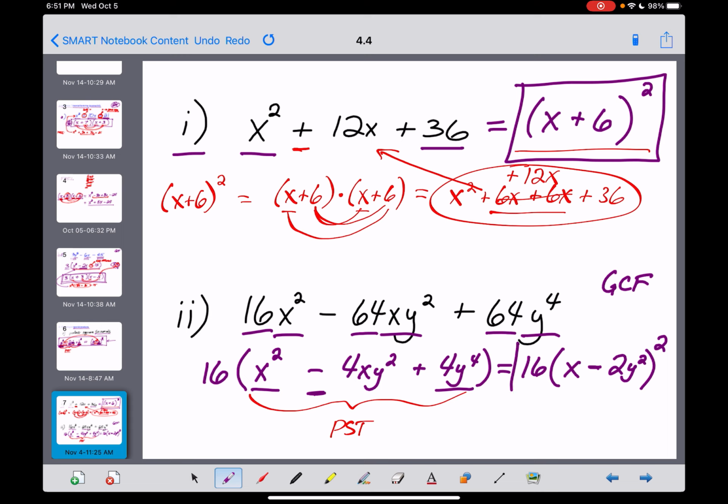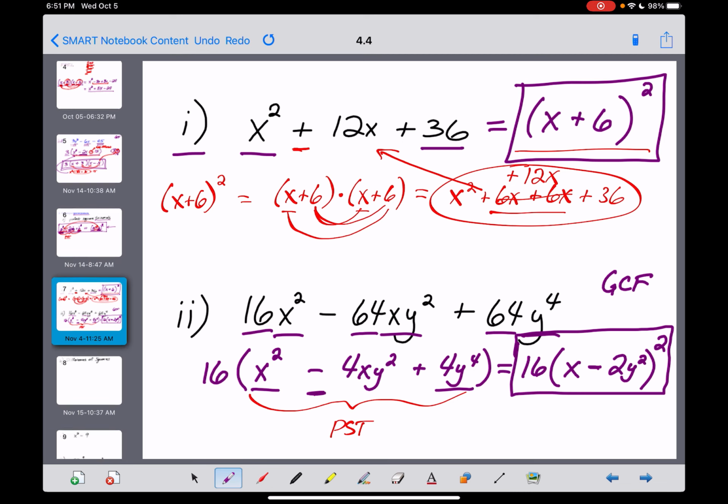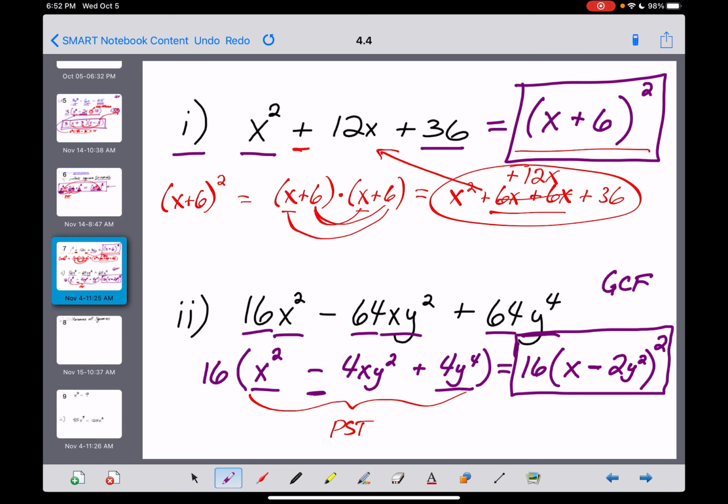Example 2, everybody. 16 times (x minus 2y squared) quantity squared. So that is how you factor a perfect square trinomial. If you, again, just ignored it and just treated it like a regular reverse FOIL problem, I can see why, but it really does benefit you guys long term, especially with tougher problems like this, to learn that factoring pattern.